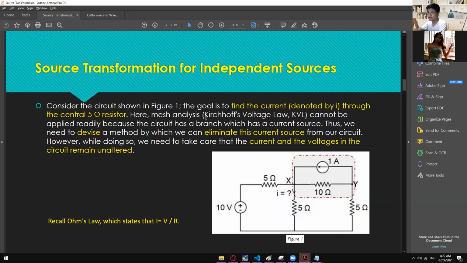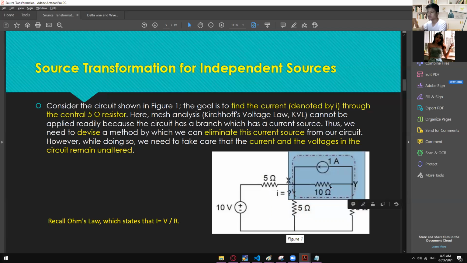Here, mesh analysis, Kirchhoff's voltage law or KVL cannot be applied readily because the circuit has a branch which has a current source. If we don't have this one, we only have a voltage source right here, then just by applying Ohm's law or KVL or KCL, we can already solve for this I. But since we have a current source right here, we cannot do that directly.